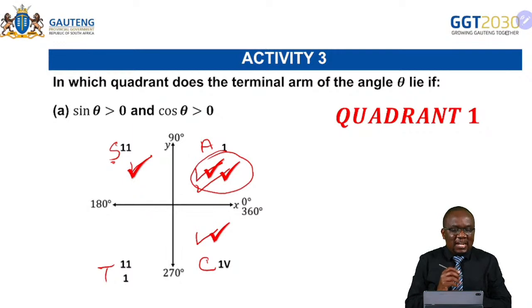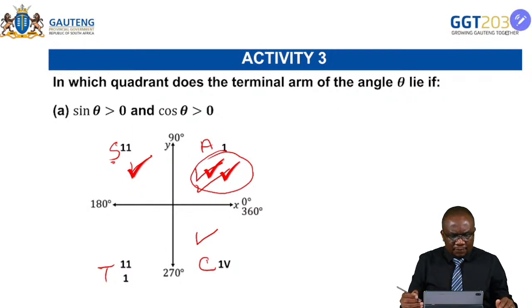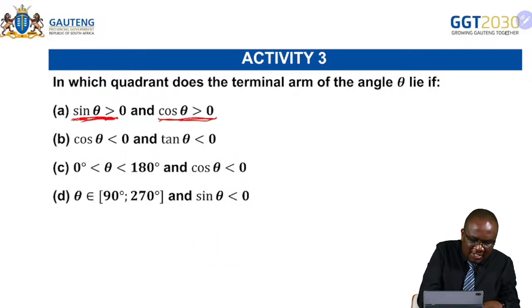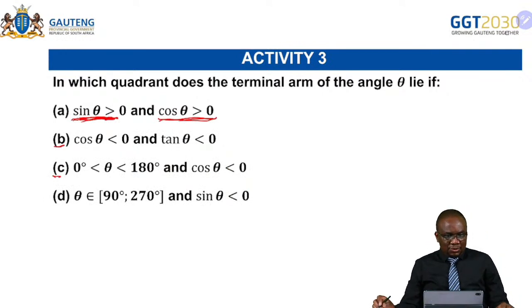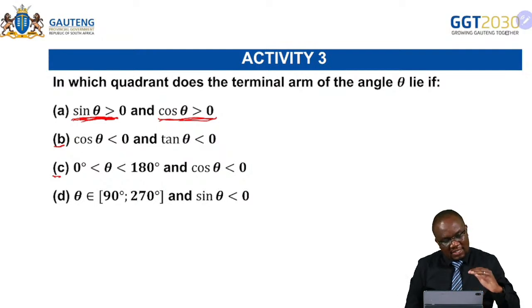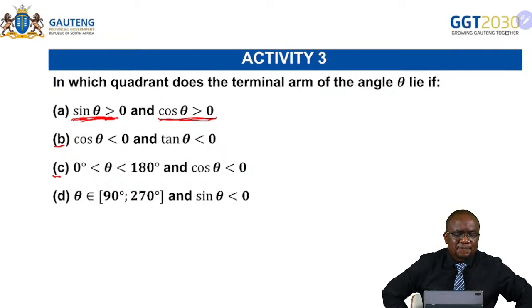Let me go back to the question. I want you to try B and C. Can you try B and C very fast? Maybe for 1 minute. And then I'll show you both of them. And then I do D. Then we'll be done.